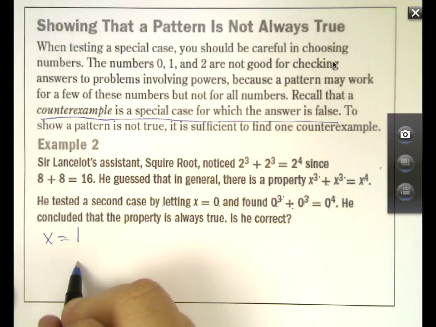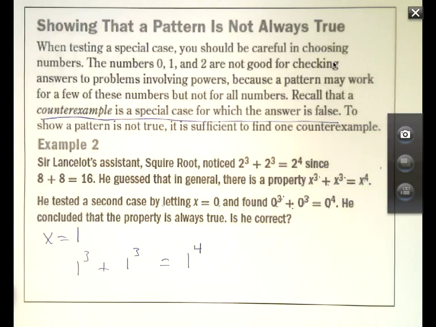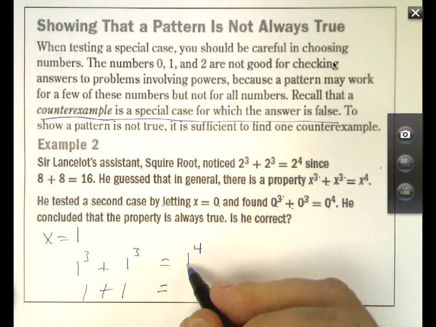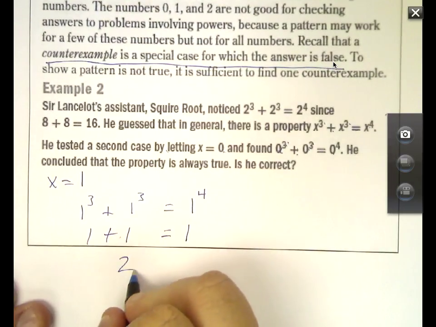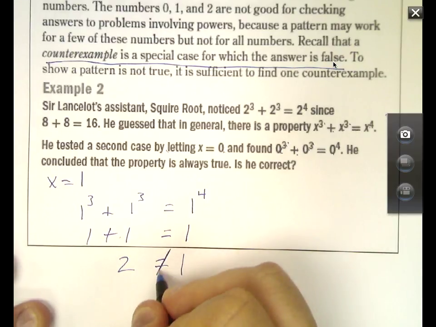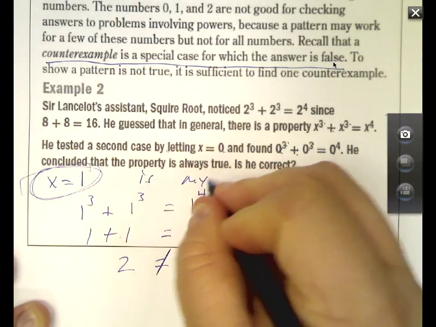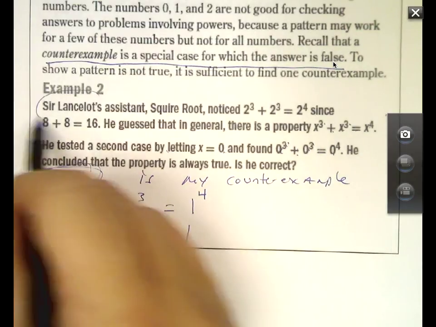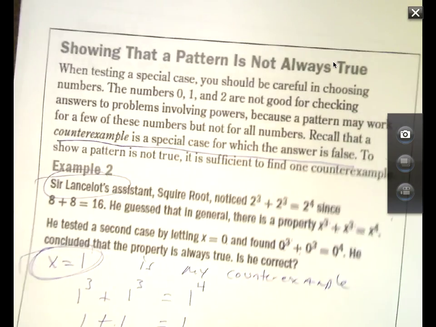I'm going to let x equal 1. So if I let x equal 1, that means 1 cubed plus 1 cubed equals 1 to the 4th power. Well, 1 cubed is 1, plus 1 cubed is 1, and 1 to the 4th is 1. Well, what's 1 plus 1? 2. Does 2 equal 1? No. So when x equals 1 is my counterexample to prove Sir Lancelot wrong.